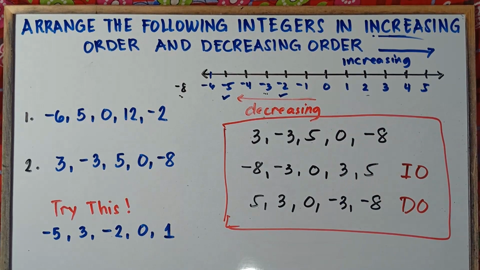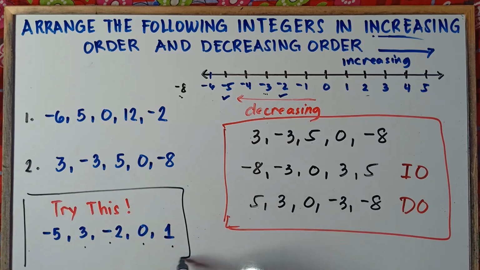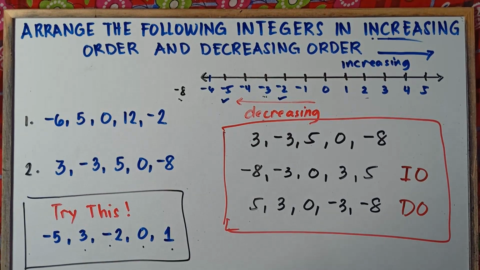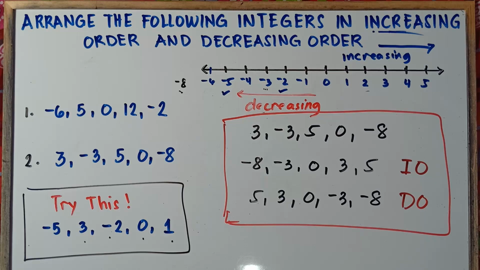Alright, so you try this one, class. We have given negative 5, positive 3, negative 2, 0, and then 1. You try this one and put your answer in the comment section down below. Let me check, class, if you really understand our topic.